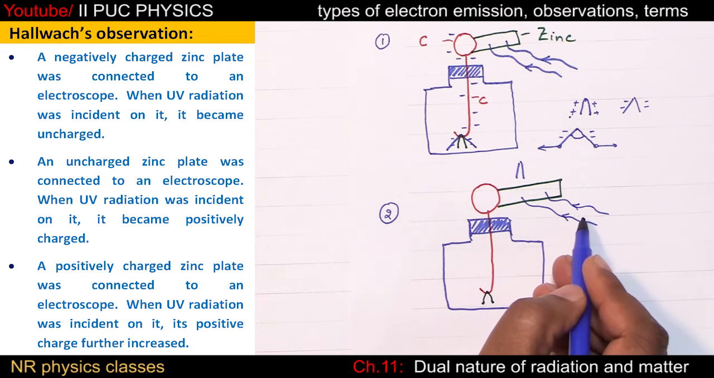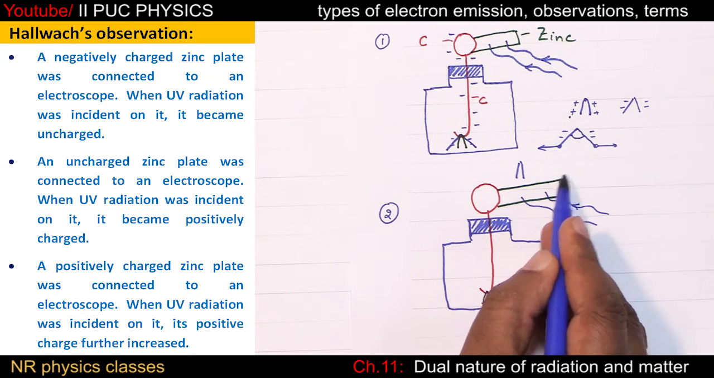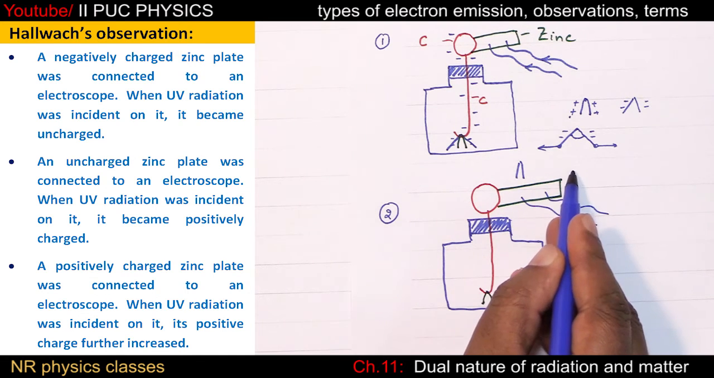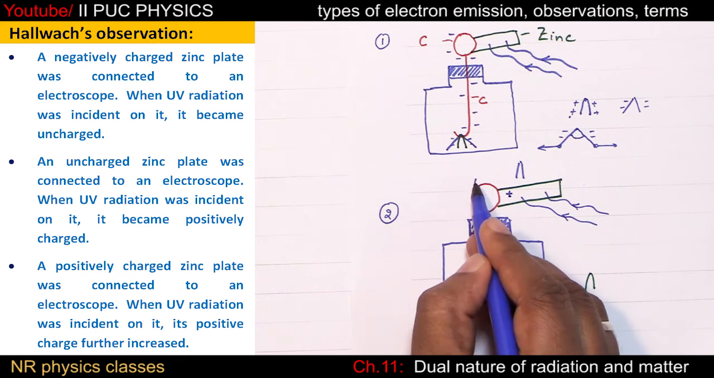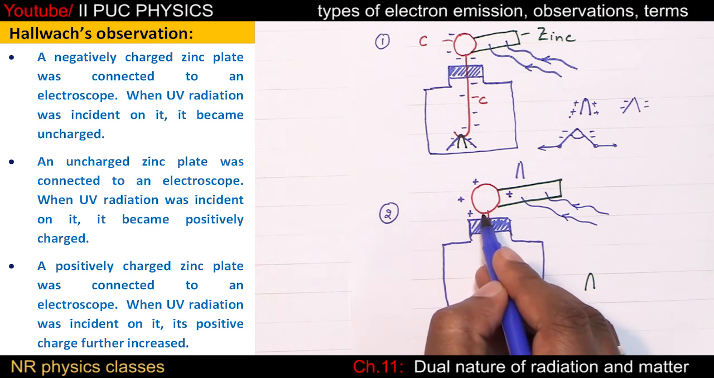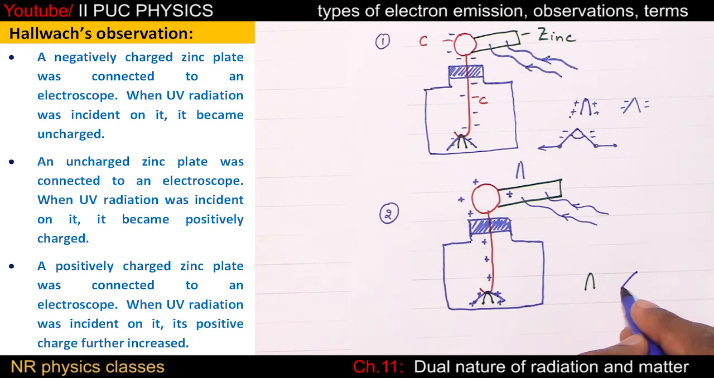You know the reason, isn't it? If ultraviolet falls on the metal, this light can remove electrons. If electrons are removed, then this zinc plate takes positive charge. If it is positive, this also takes positive charge. This rod also takes positive charge. Either side of the metal leaf or metal foil also takes positive charge. Because of positive charge, they will spread out like this.